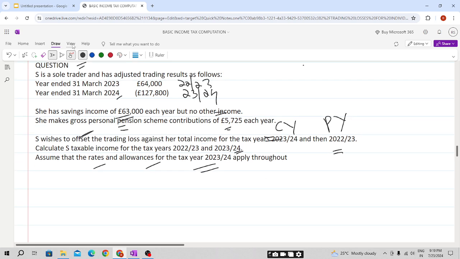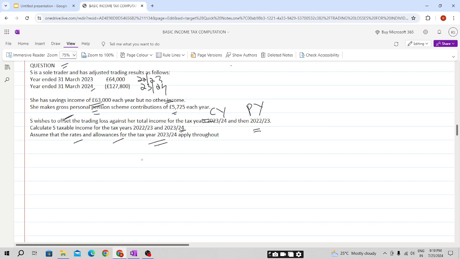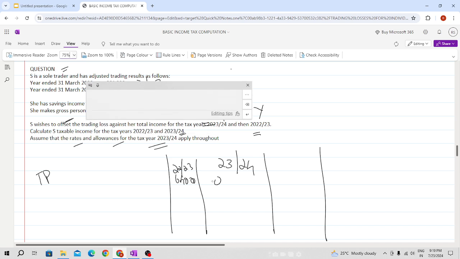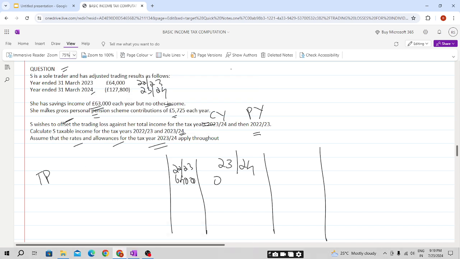Now students, first we will draw the column. So 22-23 tax year, 23-24 tax year. So we had adjusted trading profits. This year 64,000, this year loss, no consideration, but she had a saving income each year. So saving income, this will also come under the total income at 63,000, 63,000.